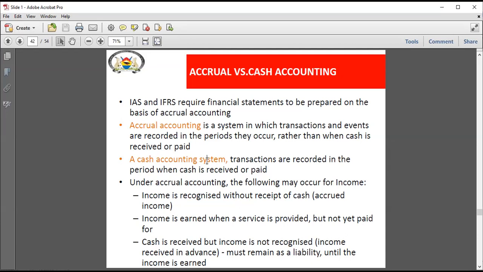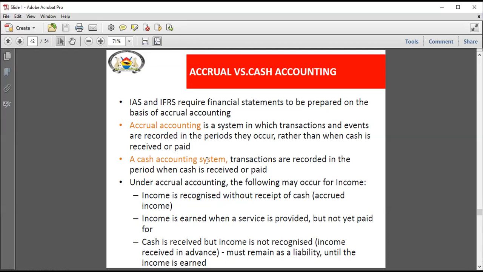So somebody who is using the cash system, if today you're learning, for example, financial accounting for CPA level 1, and you want to pay for level 2 in advance, maybe you have enough money, so you want to remove the burden off your shoulders, and you pay us money for level 2, somebody who's using cash accounting will go ahead to recognize that money as revenue.